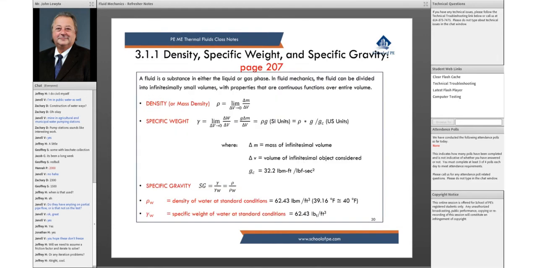So on page 207, we start out with the definition of density. Basically, it's mass over volume. Then what you have is specific weight.